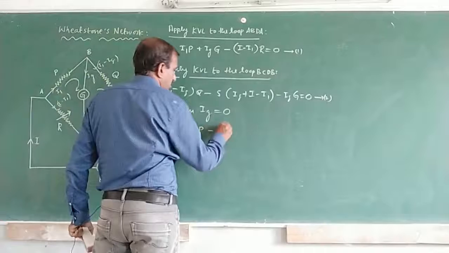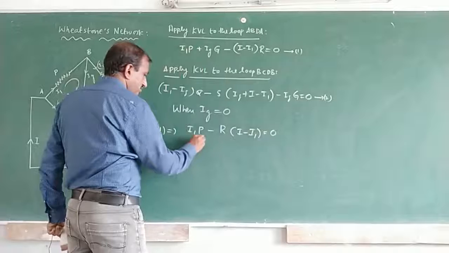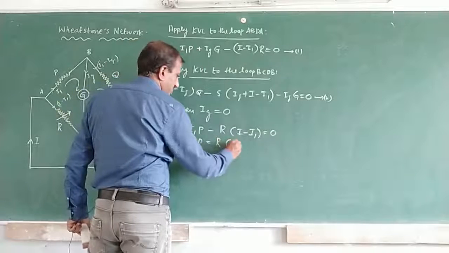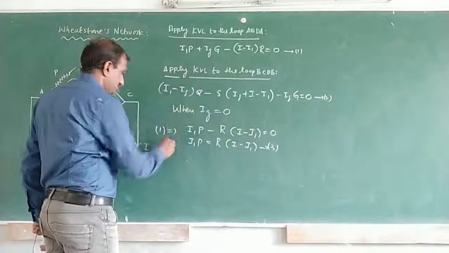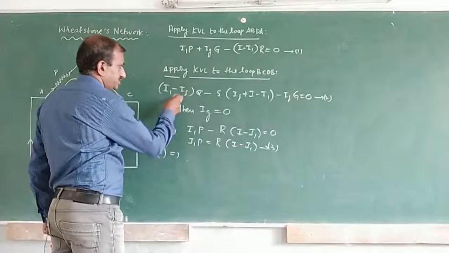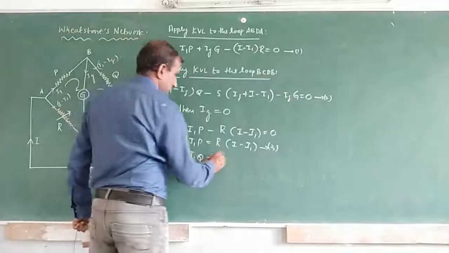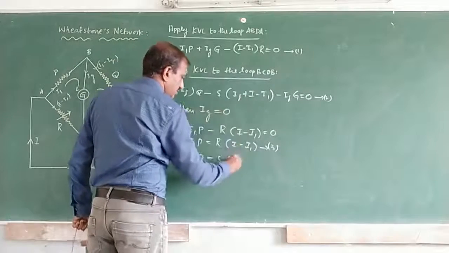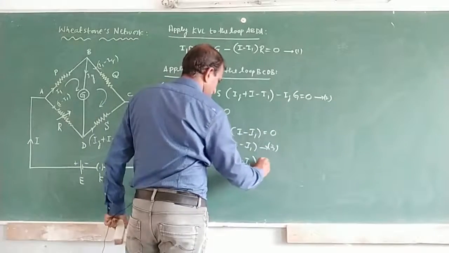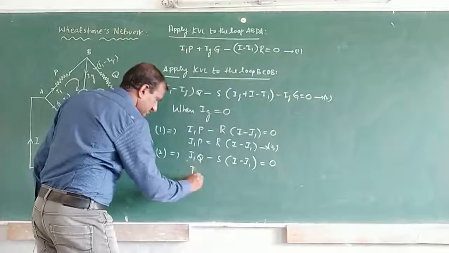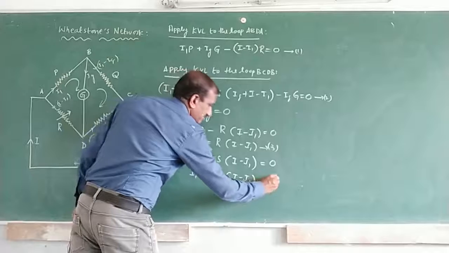When Ig is equal to 0, equation 1 becomes I1 into P minus R into (I minus I1) equal to 0, or I1 into P is equal to R into (I minus I1). Call this equation number 3. Similarly, equation 2 becomes I1 into Q minus S into (I minus I1) equal to 0, which can be written as I1 into Q is equal to S into (I minus I1), equation number 4.